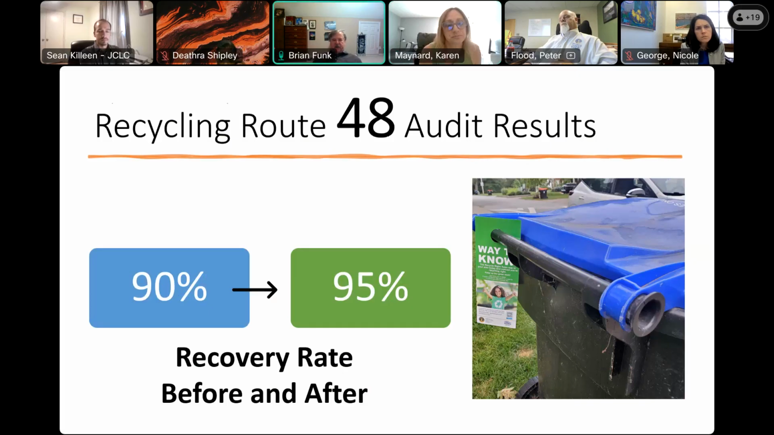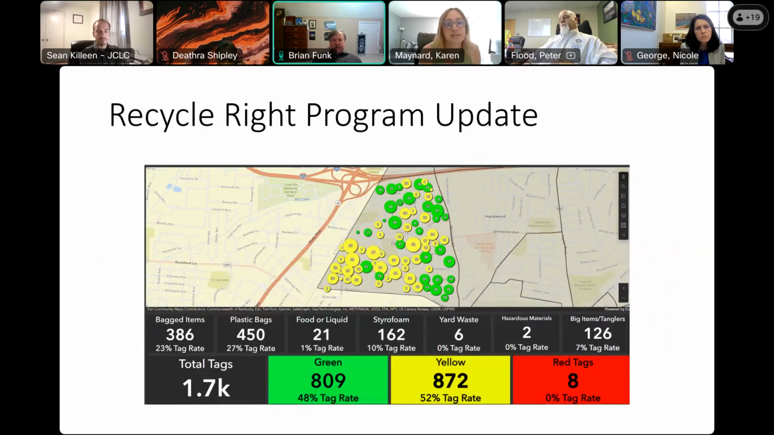And my other question is, if you go back 2 screens, Pete, for me, to the dashboard. That one, yeah. What's the definition of green and yellow? Right, those are the colors of our tags. So we have green, yellow, red. Green means our team did not find any of the contaminants that we're looking for. And it just has way to know on the front, and on the back it says keep recycling these.